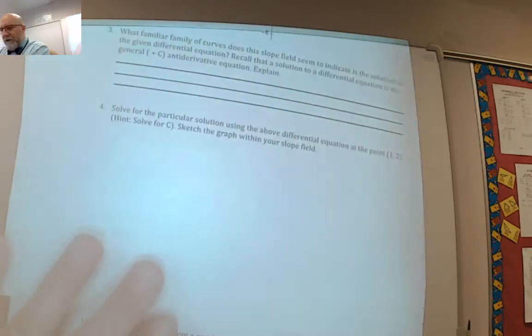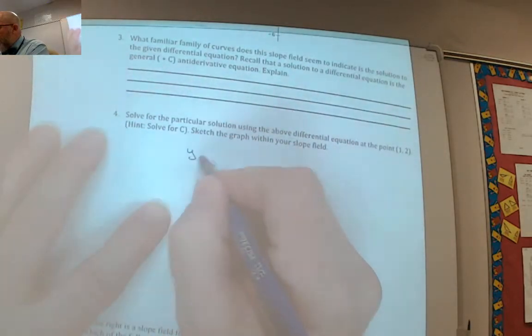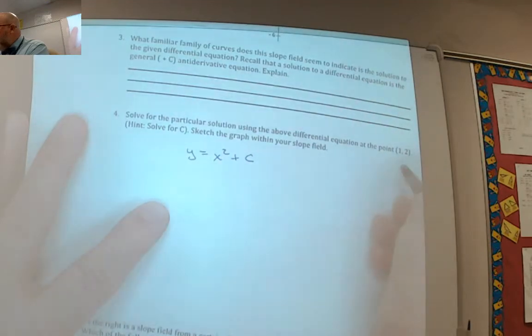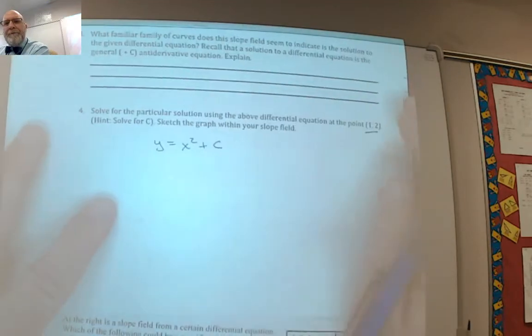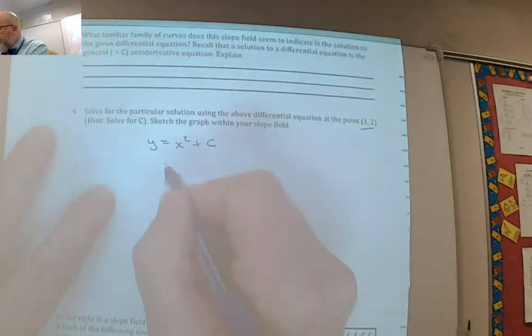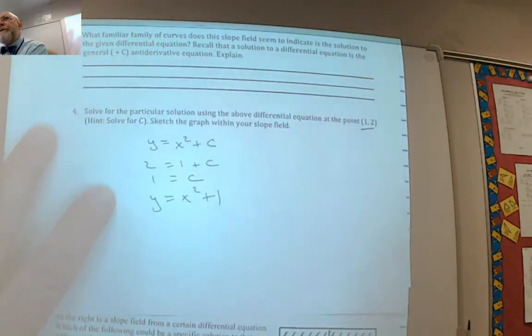Then they're asking you for a particular solution. I have y equals x squared plus c. They give you this point, right, Nathan? So what do I do to figure out c? Plug in 1 for x and 2 for y, and you get 1 for c. And you get y equals x squared plus 1, and you're done. Hopefully that wasn't too bad.